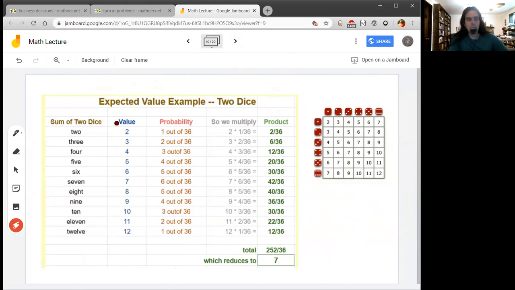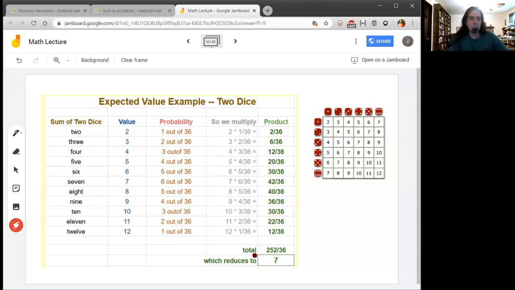And then we multiply this column and that column. 2 times 1 out of 36 is 2 out of 36. 3 times 2 out of 36 is 6 out of 36, and so on. And if you wanted to make these percentages, then you could. It would just mean that these aren't fractions either. So if you like percentages, turn all of these into percentages. Then when you're done, you add up that last column, and your answer is called the weighted average.